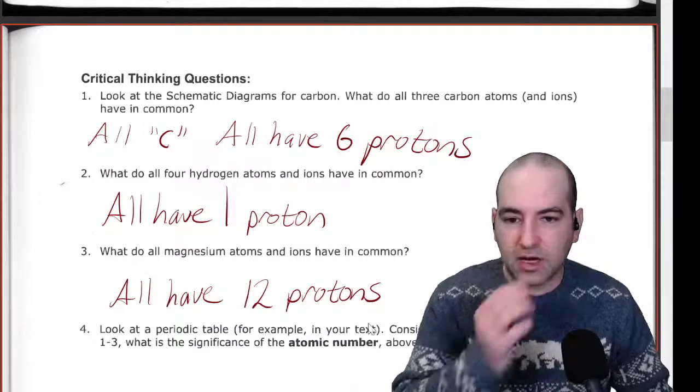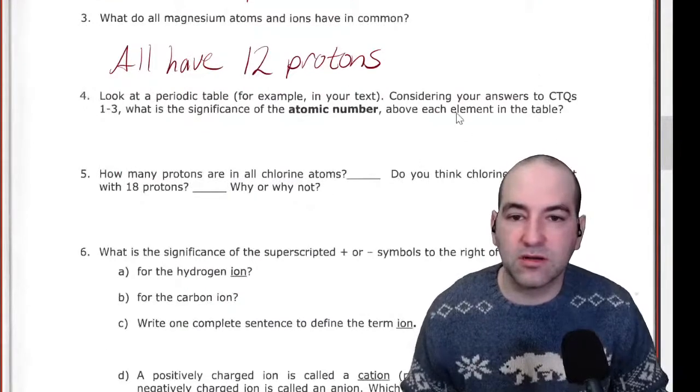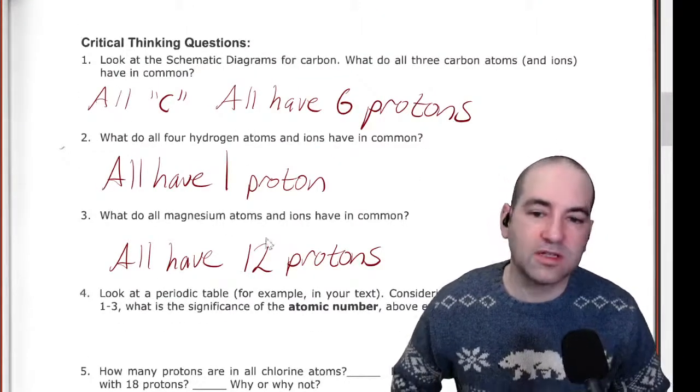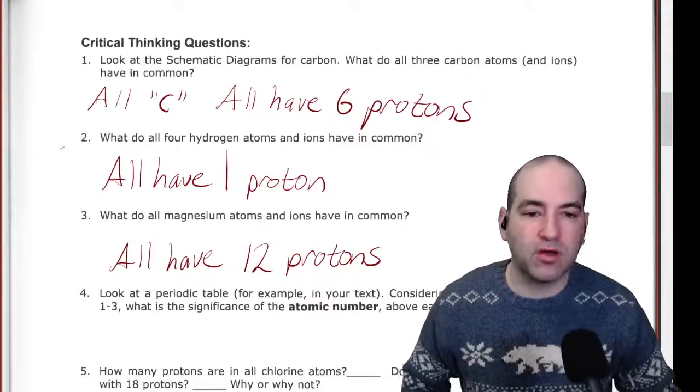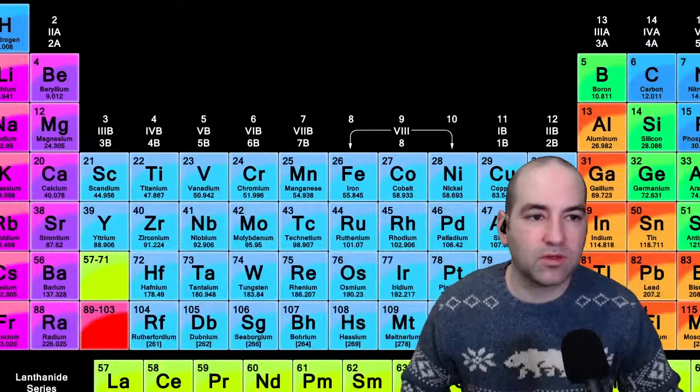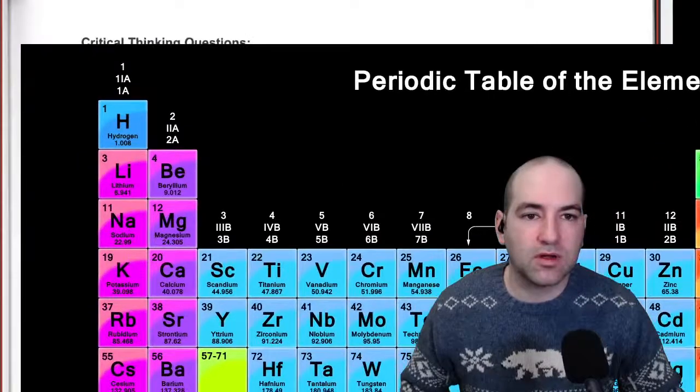All right, look at a periodic table. Considering your answers to these questions 1 through 3, what is the significance of the atomic number above each element in the table? All right, so let's pull up our periodic table here. I have to make it a little smaller here.